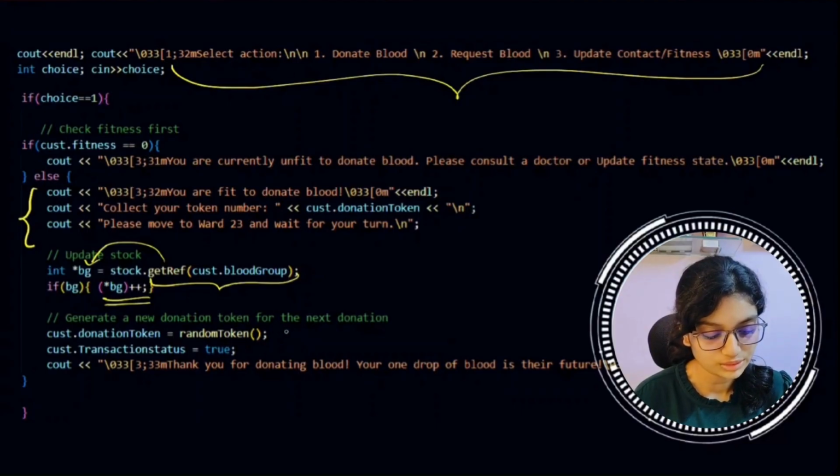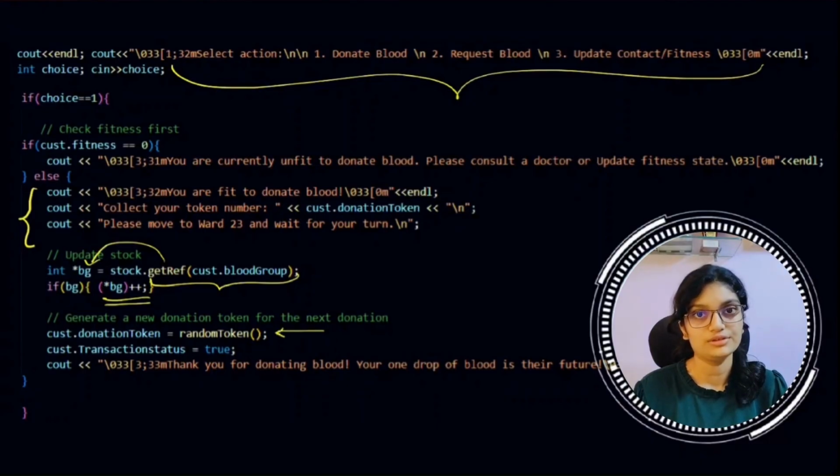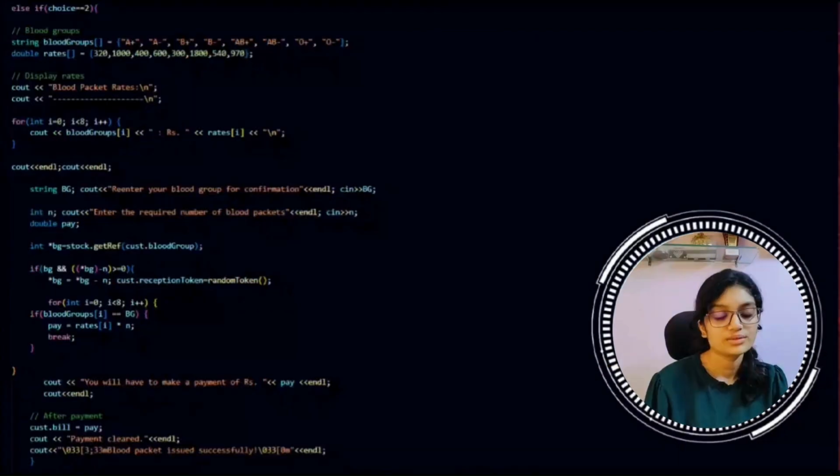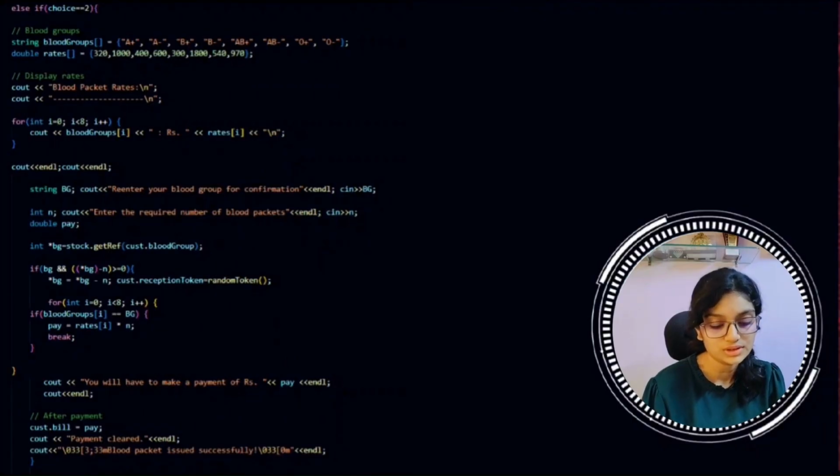Similarly, the donation token is randomly generated for the next round of donation. The transaction status is also set to true. Now this module is responsible for fulfilling the request blood action of the user. So for this, the user needs to enter choice 2.